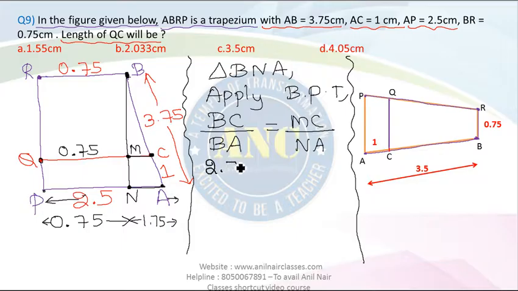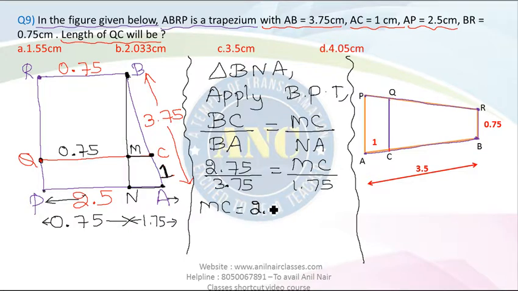BC value is 2.75, because out of total BA 3.75, CA is 1. So BC should be remaining 2.75. BA value is 3.75. This is nothing but equal to MC value, which is what we are calculating. NA value is 1.75. So MC value will be equal to 2.75 into 1.75 divided by 3.75. Sir, all these are in decimal. Is it not difficult to calculate?